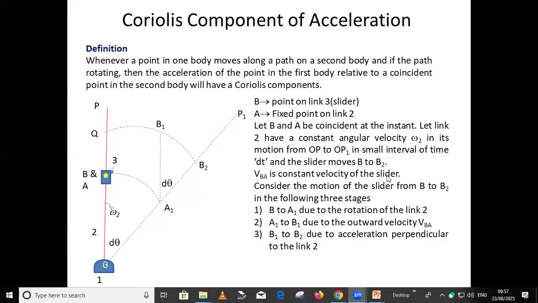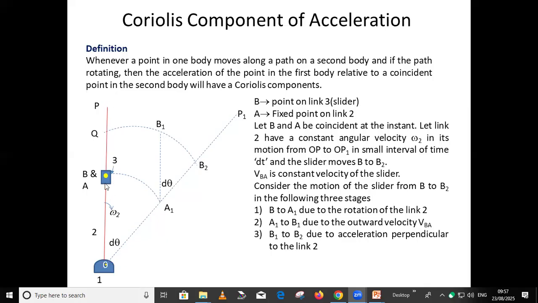Hello, good morning all. In today's class, we'll discuss Coriolis component of acceleration. Whenever a slider is moving in intermediate links and it is connected to a crank, then it has two relative motions. One is with respect to the crank, that is it has a rotary motion, and second is with respect to this intermediate member, it has a sliding motion.